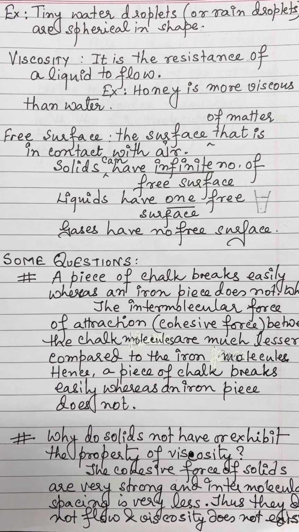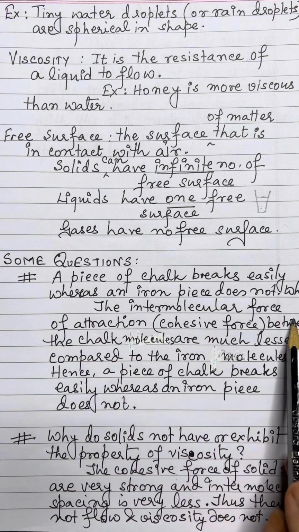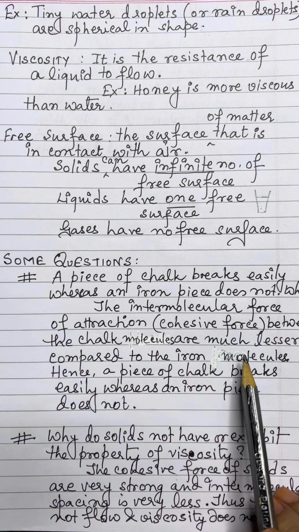Now there are some important questions which are frequently asked. One question is, a piece of chalk breaks easily, whereas an iron piece does not. Why? Dear students, whenever you are explaining something, always explain on the basis of intermolecular force of attraction and intermolecular spacing. So the first thing you are going to say is that the intermolecular force of attraction, or the cohesive force, between the chalk molecules is much lesser compared to the iron molecules.